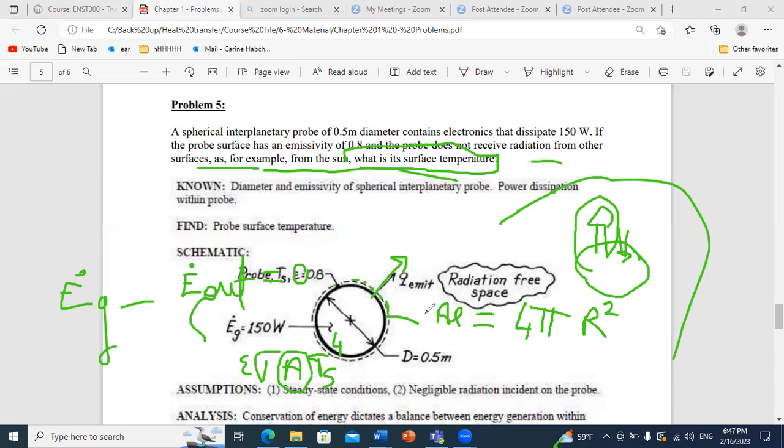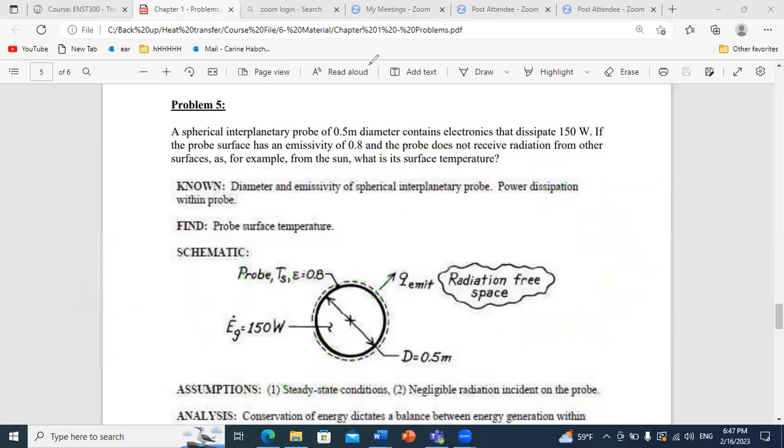So now when we replace all variables in the equation, the only unknown is the surface temperature, and the temperature that you get will be in Kelvin. Please pay attention to units. When you solve for TS, you will get TS in Kelvin. In case I want it in degrees, you can subtract 273.15.